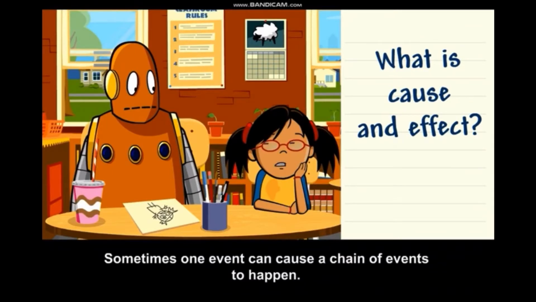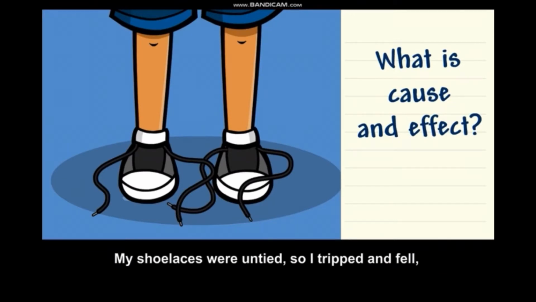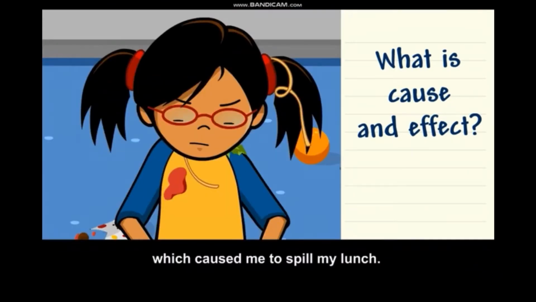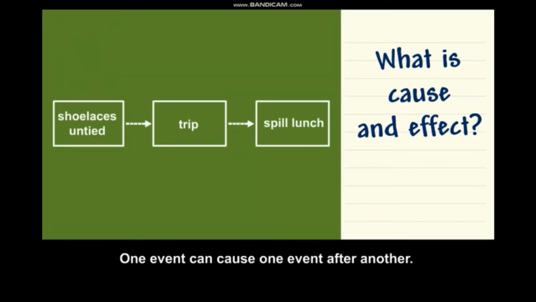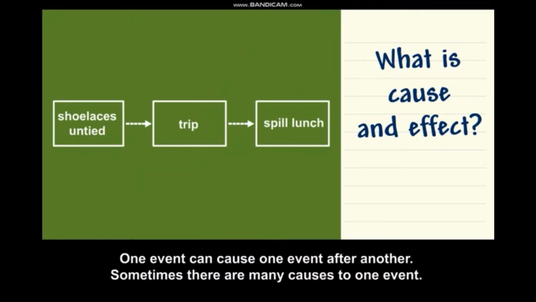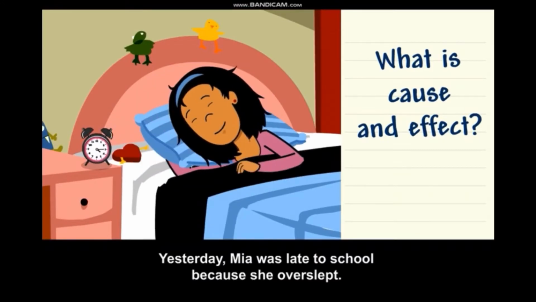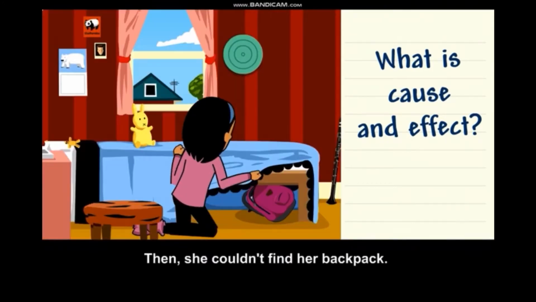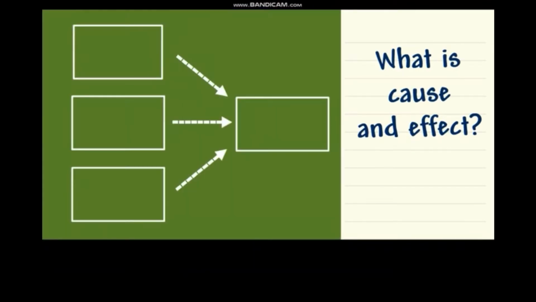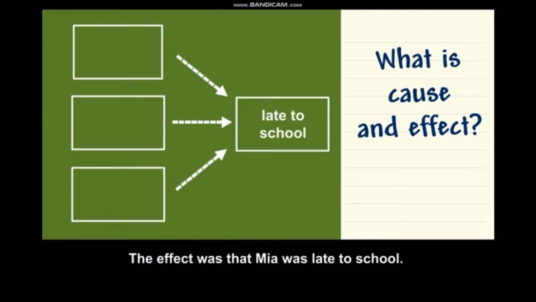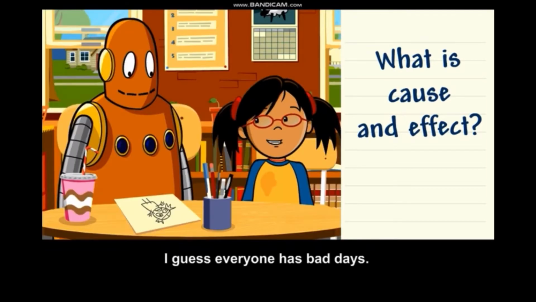Sometimes one event can cause a chain of events to happen. My shoelaces were untied, so I tripped and fell, which caused me to spill my lunch. One event can cause one event after another. Sometimes there are many causes to one event. Yesterday, Mia was late to school because she overslept. Then, she couldn't find her backpack, so she missed the bus. The effect was that Mia was late to school, but a few things caused Mia to be late to school. I guess everyone has bad days.